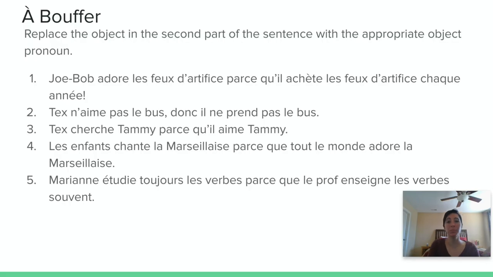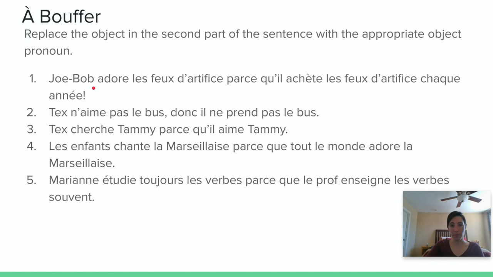Now, the activity. What you're going to do is find the object in the sentence that is repeated and replace it with the appropriate object pronoun. So let's go through number 1 together. We have Jobab adore les feux d'artifice parce qu'il achète les feux d'artifice chaque année. So in the first part, this is our first clause before the parce que.